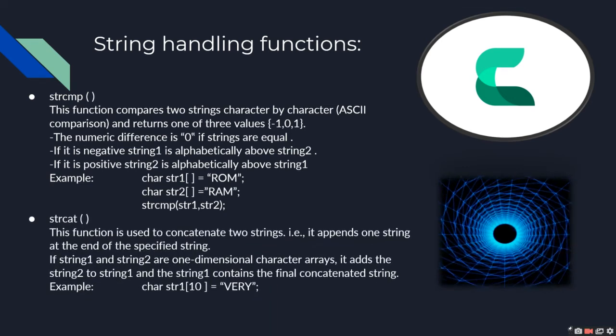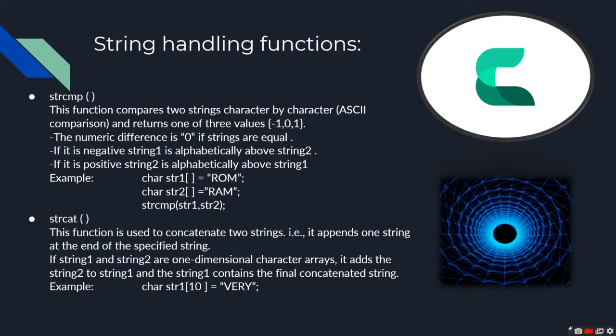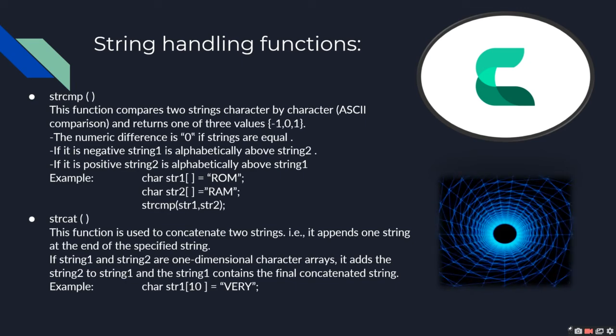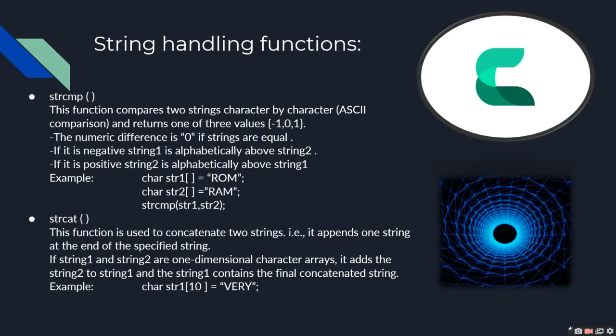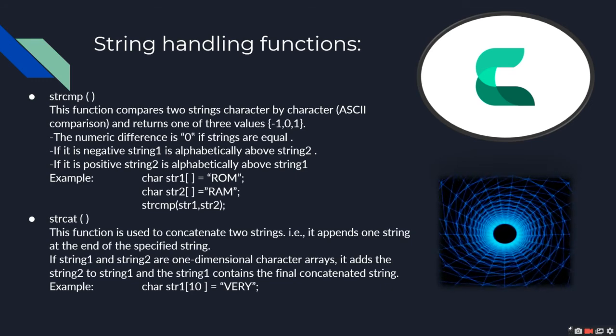strcat. This function is used to concatenate two strings and it appends one string at the end of the specified string. If string 1 and string 2 are one-dimensional character arrays, it adds string 2 to string 1 and string 1 contains the final concatenated string. Example is shown on the screen.